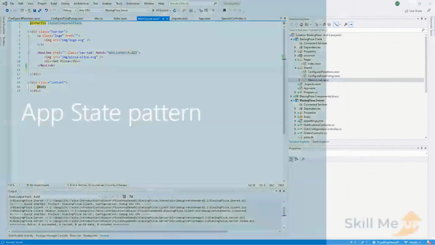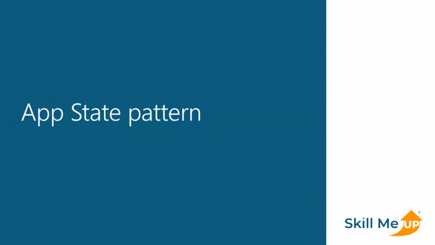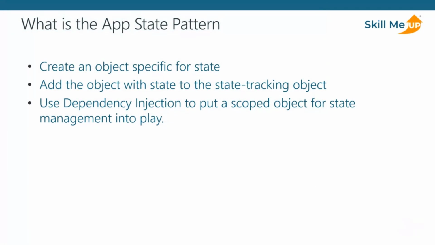All right, so there is a problem with our code as it exists right now, and that can be solved with something called the app state pattern. Right now, one issue is that the current state of the application is not held when you move across a couple of posts. So the app state pattern will fix this. To make it work, we need to create an object that's specific for the state we want to track. And then we add that object with state to a state tracking object. And then we'll use dependency injection to put that state tracking object in as a scoped object for state management.